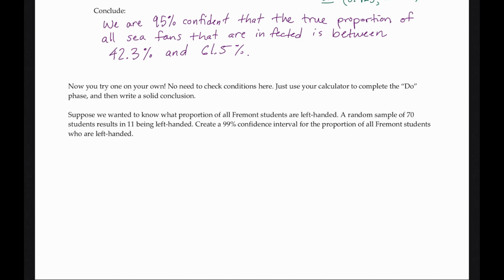So read through the setup and then think about how you're going to use your calculator and then write down an excellent conclusion to this.